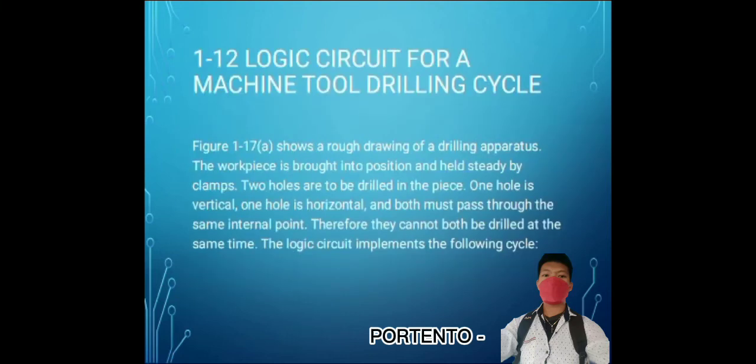Next is logic circuit for machine tool drilling cycle. Show a rough drawing of a drilling apparatus. The workpiece is brought into position and held steady by clamps. 2 holes are to be drilled in the piece. 1 hole is vertical, 1 hole is horizontal, and both must pass through the same internal point. Therefore, they cannot both be drilled at the same time. The logic circuit implements the following cycle.